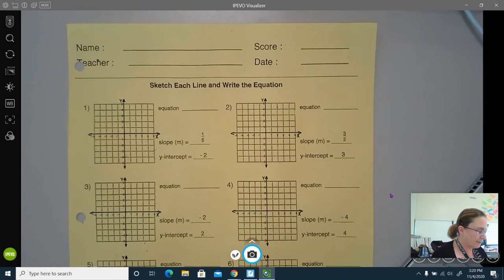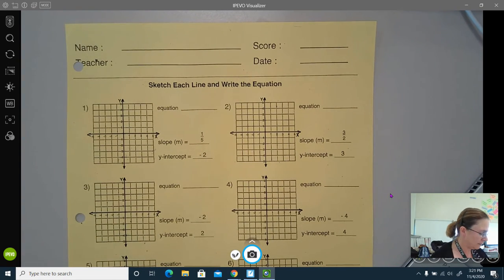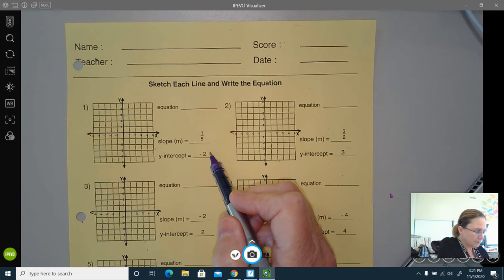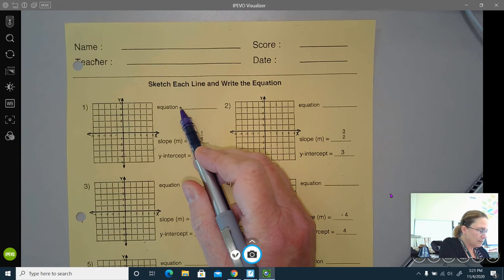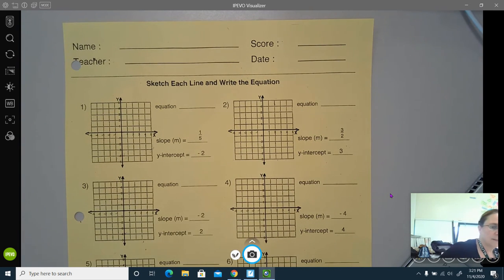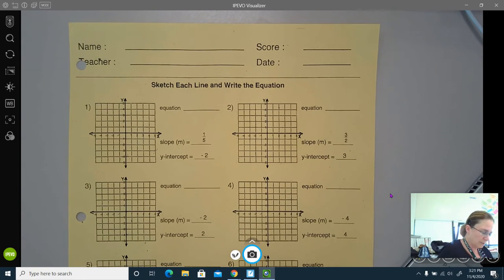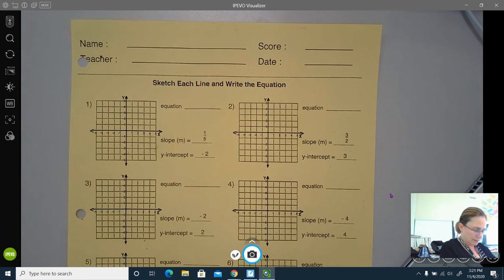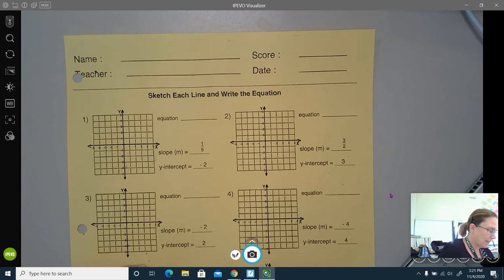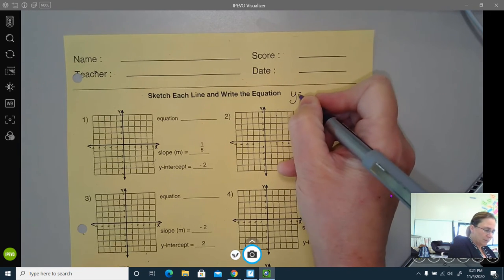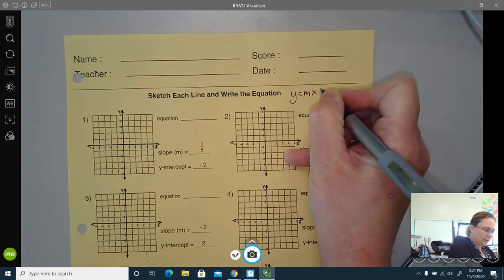All right, the second one is a little bit different. I've given you the slope and the y-intercept. You're going to make the equation and then graph it. So let's walk you through. I'm going to walk you through 2 of these, I think. Okay. So our equation, I'll just write it up here so we remember, is in the format of y equals mx plus b.